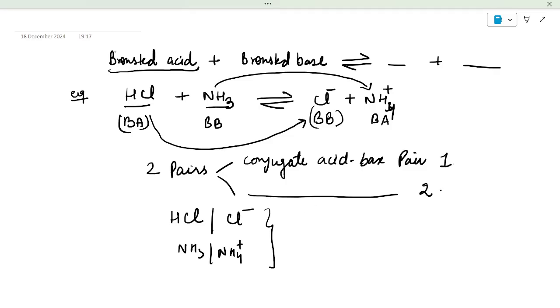Okay, so let us finish our video up to this. Now in the next video, I'll be taking up the third concept of acids and bases, that is the Lewis concept.